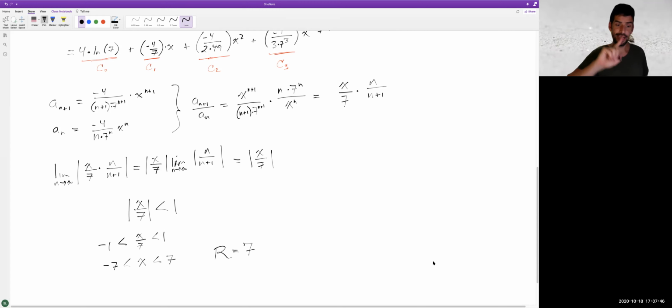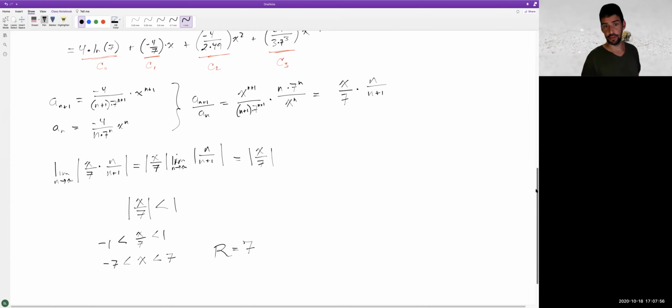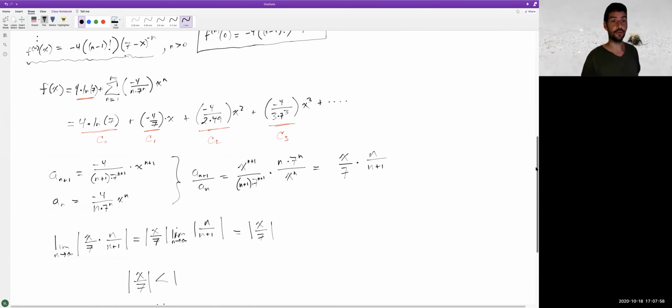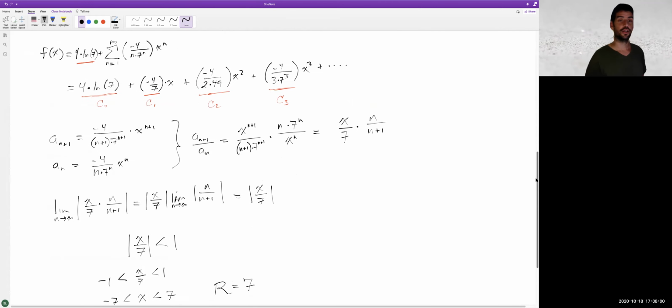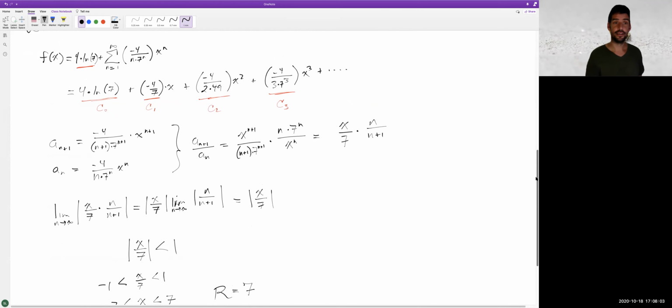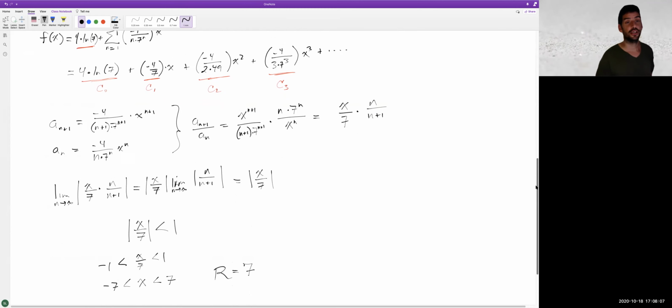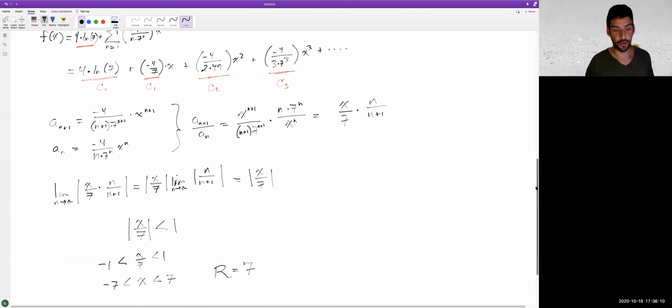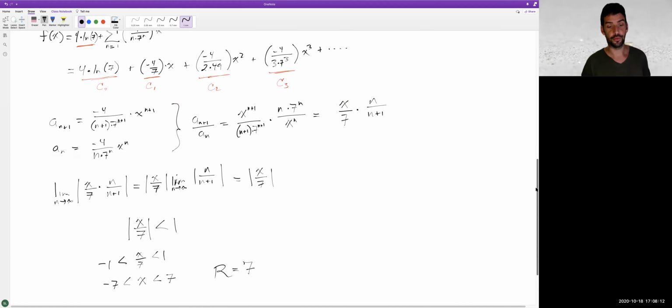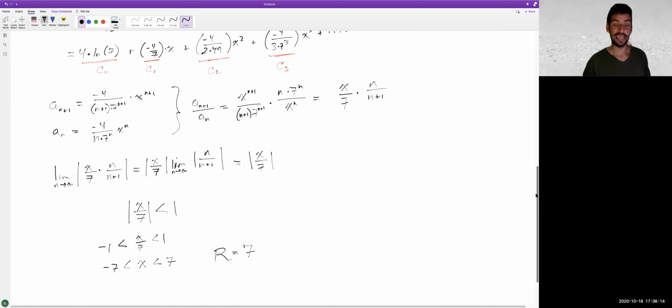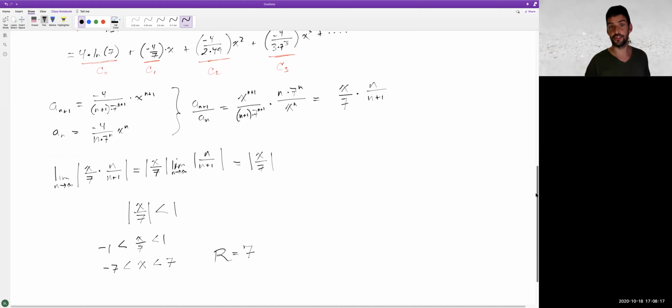One other comment about that. This doesn't tell us what happens on the endpoints. I'm going to skip that part right now. But I'll tell you, this does not converge at 7. If you plug 7 in for x, you end up with -4 over n as the terms of your series, which does not converge. It's a p series is one way you could think about it. You can factor the -4 out. That's one test that would work there. It does converge at -7 by the alternating series test. So I'll let you guys work on the details of that.